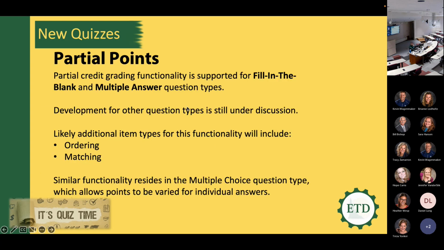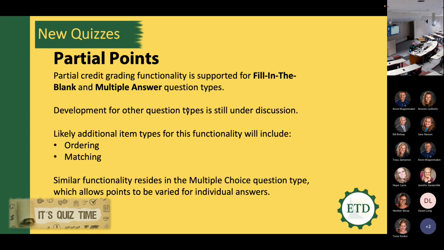Okay, so I'm going to spend a little bit of time talking about those different question types. But the nice thing is, a question I get a lot from you is, can I apply partial points to some questions? You can now. Using fill in the blank and multiple answer question types that are in new quizzes, you can award partial points. So if you have 4 fill in the blanks and they get one of them, they get 25%. Same with multiple answer, because they're answering multiple items.